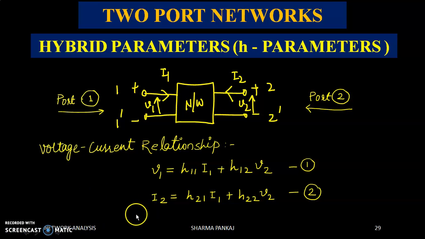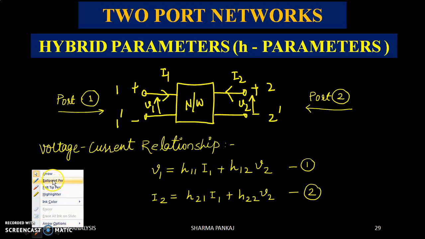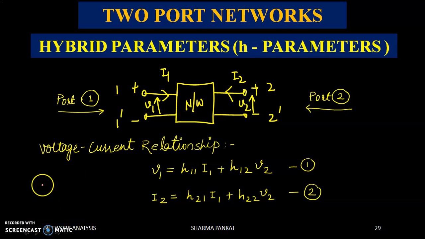This is the diagram given to you. This is port number 1, and this is port number 2. As usual, we are going to start from the voltage current relationship given. It is defined. This is your voltage current relationship given to you. That is why it is hybrid. You can understand by going through the equation and after certain analysis based on this equation.